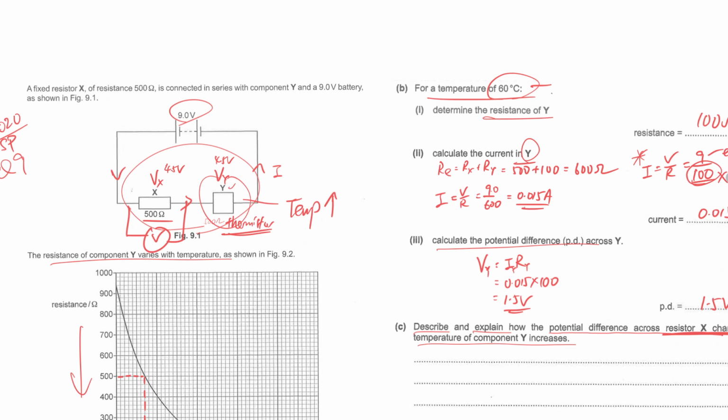Now there's actually a shortcut. First of all, for Y, as temperature increases, you know that the resistance of Y will decrease because it's given in this graph. It's an inverse kind of relationship.